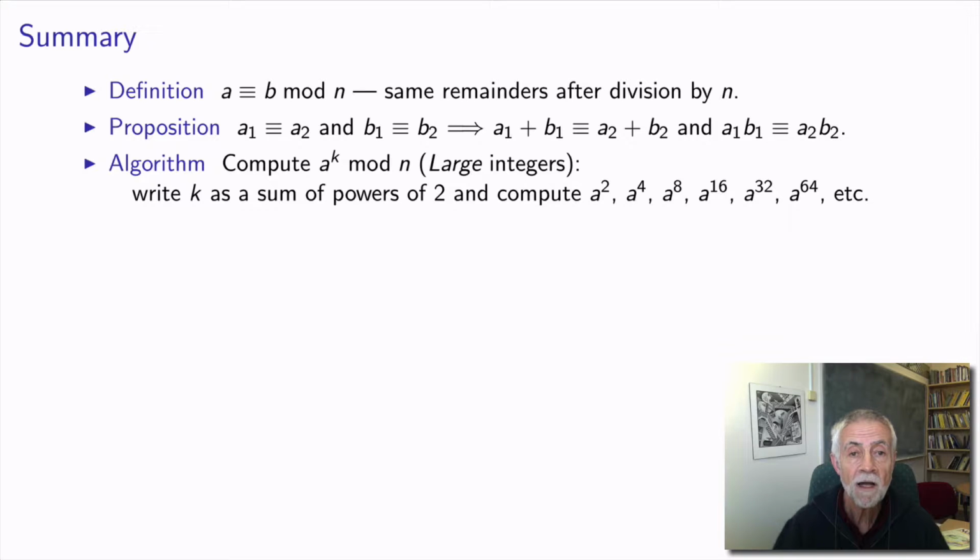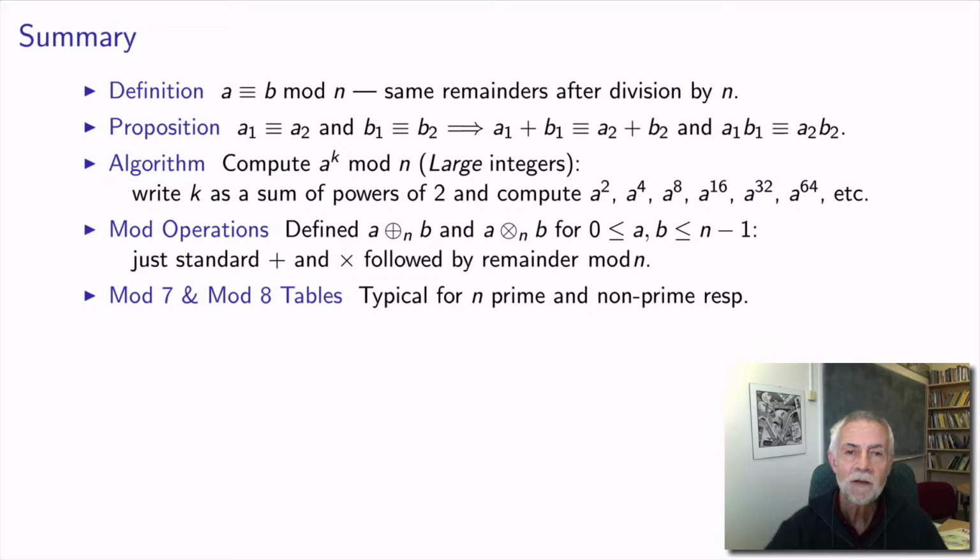And the idea behind the algorithm was to write the power k as a sum of powers of 2. And then we computed a to these powers of 2. So a squared, a to the power 4, to the 8, a to the 16, a to the 32, a to the 64. And in fact, if we're looking at 300 digit k, we'd only need to do 900 of these roughly, which is nothing compared with the size of a 300 digit number. So that ends up being a very quick computation.